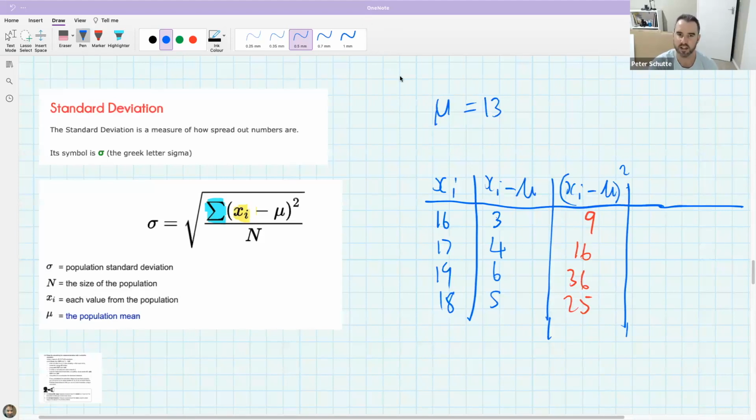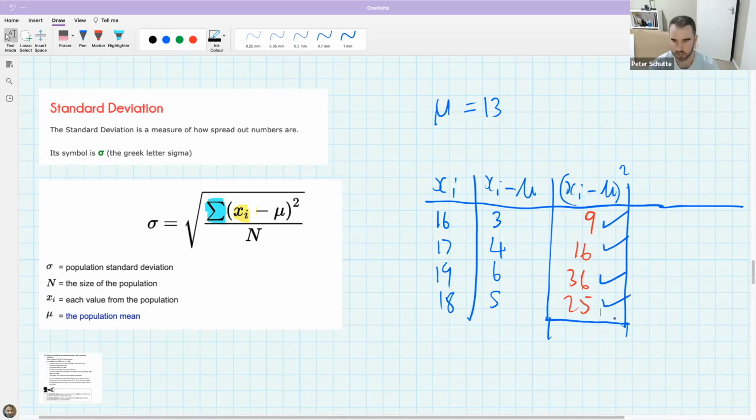Who would like to tell me? Estimated, almost. Sigma means to sum up. So we are going to sum up all the squared differences. And so if you imagine summing up, what are we going to get if we sum up all of these values?